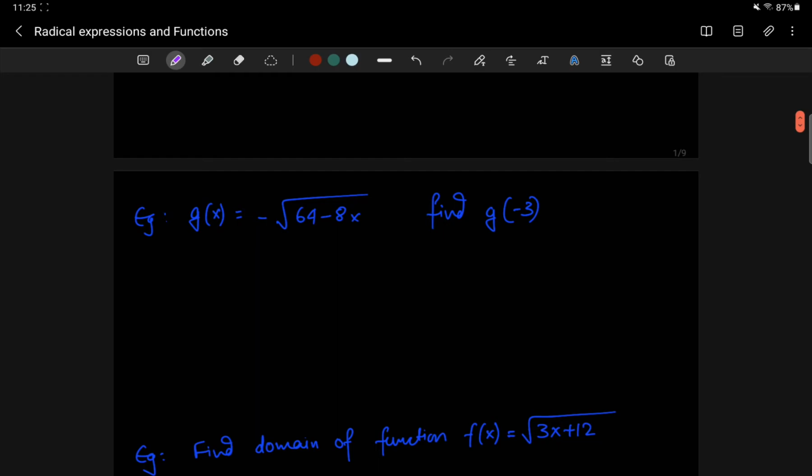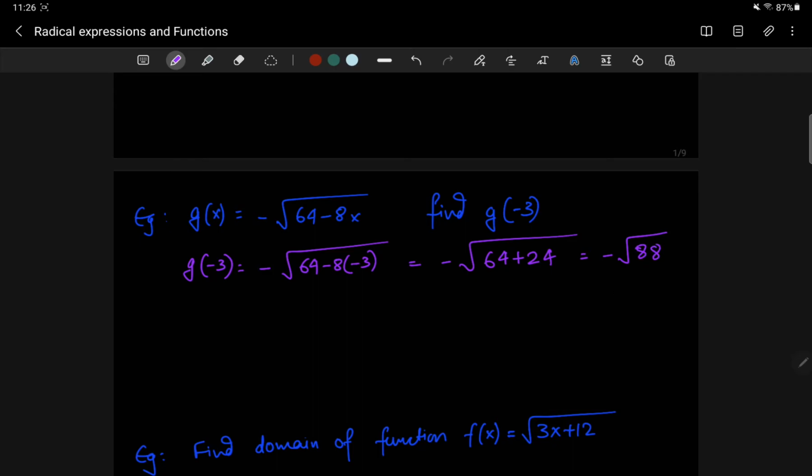Similarly, let's say g of x is square root of negative 64 minus 8x, and we are trying to find g of negative 3. So g of negative 3 is square root of negative 64 minus 8 times negative 3, which is negative 64 plus 24, which is negative 88. Now here I want to factor 88. It's even, so 2, 44, even again 22, even again 11. That's a prime, so I can stop.